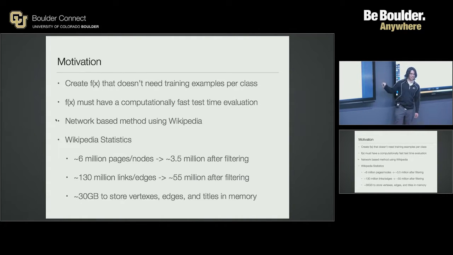We also want our network model to be fast. For this, I used a Wikipedia-based approach. The Wikipedia graph is sort of large, and this was as of 2010.